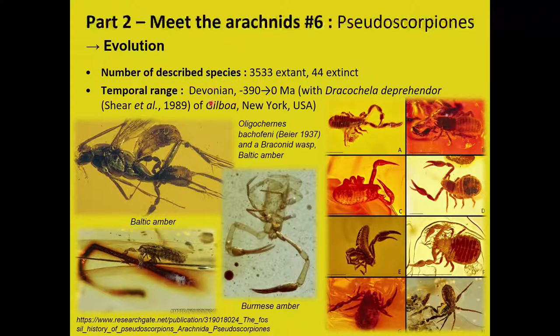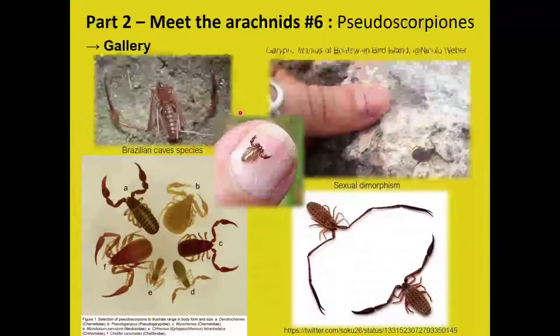The Devonian, for some of you who are into paleontology, you will know, is right before the Carboniferous. In the Devonian were the first trees. So these guys are older than trees, basically, like pretty much most arachnids. No trees, and yet the earth was full of bugs.